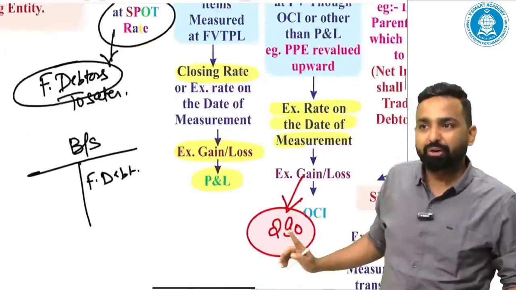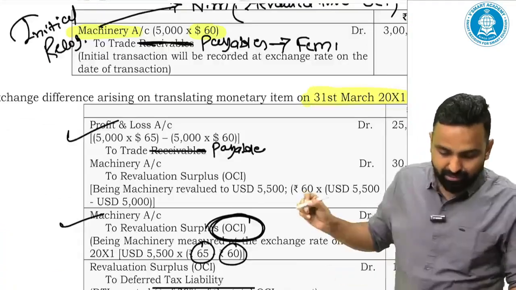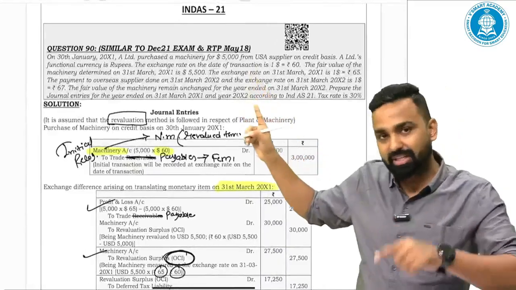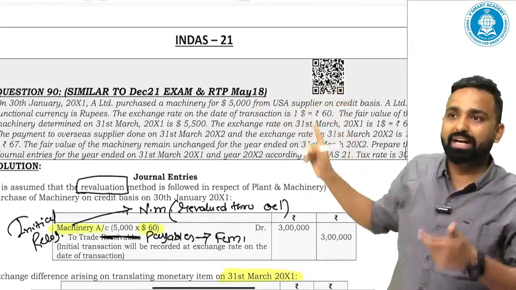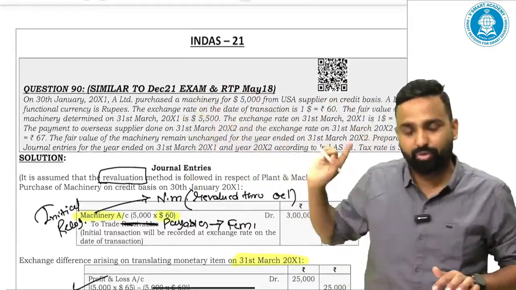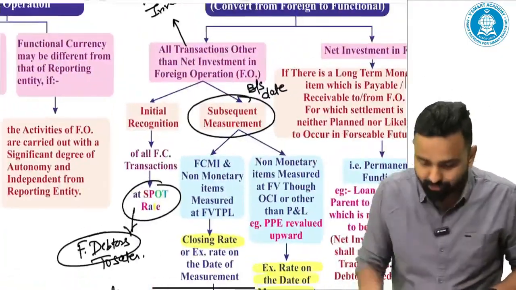So you can refer to question number 90. For that, this is the sheet. The sheet will be in the description, and you can scan the code. You will get the proper video of this question only. Okay, so I hope it is properly cleared.